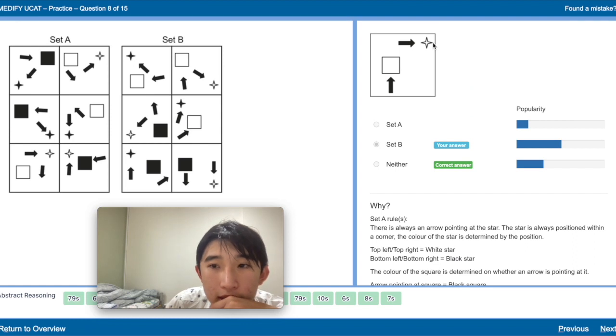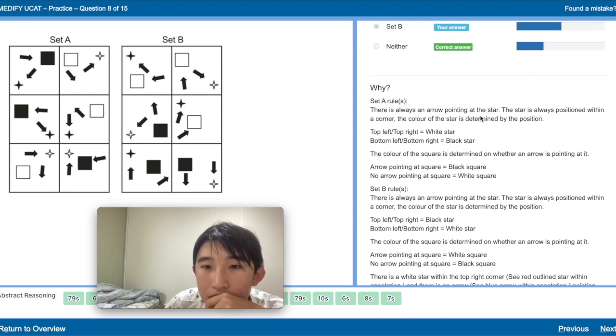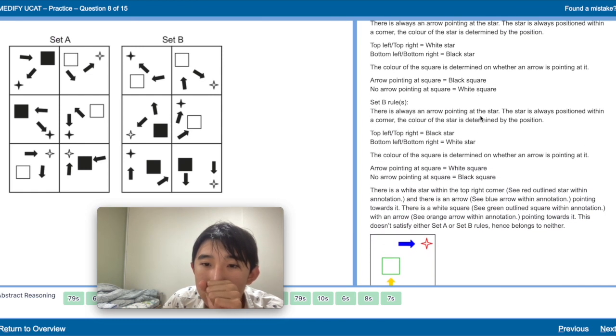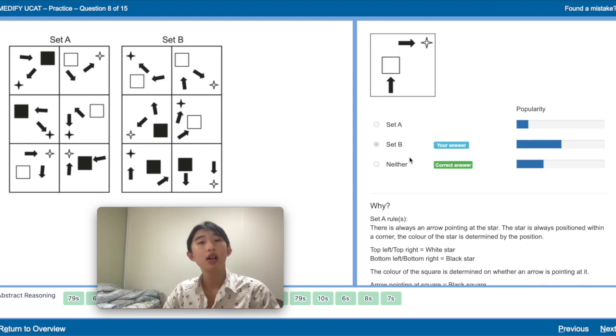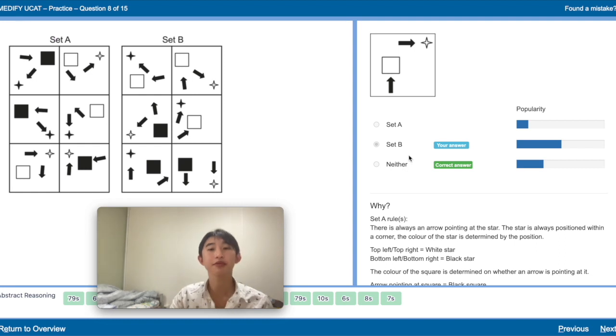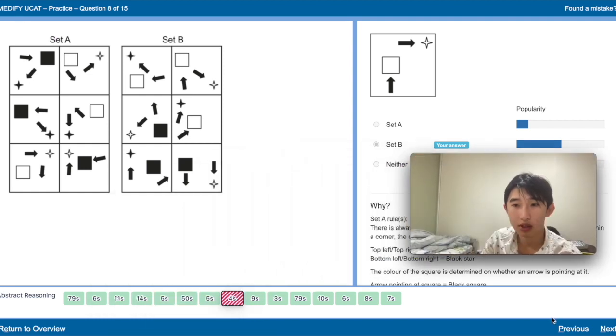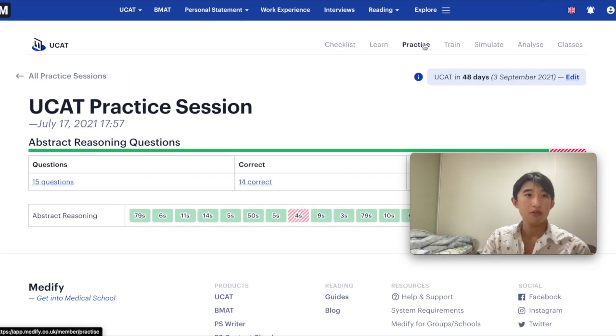So here it's at the top, but it is a black star. There is a white star in the top right corner, and there's a white square with an arrow. This doesn't fit, so yeah. Did not realize about the top row has to be shaded in as well. But that's just a distractor, isn't it? Alright, that's pretty good. Solid practice.